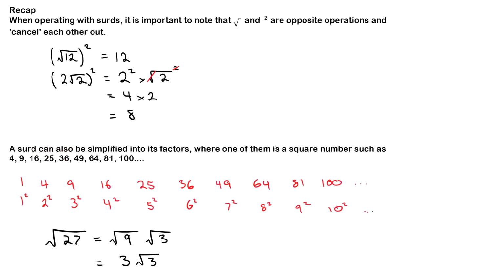So to end the video, we'll do a quick recap. Again, when operating with surds, it's important to note that the square root and the squared are opposite operations, therefore they cancel each other out, as you can see in the example. And remember, a surd can be broken down into its factors, where one of them is a square number, such as 4, 9, 16, 25. Going into these types of questions, my tips would be, again, to write down those two rows there in red at the top of your page, and take your time trying to find which square number goes into it. Don't rush with these, make sure you're doing them correctly, and you will make fewer mistakes.